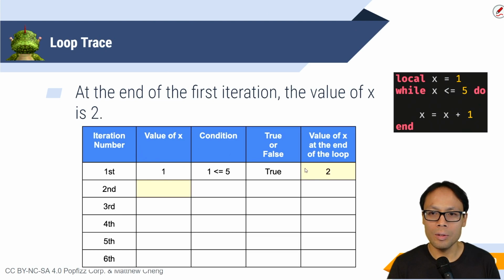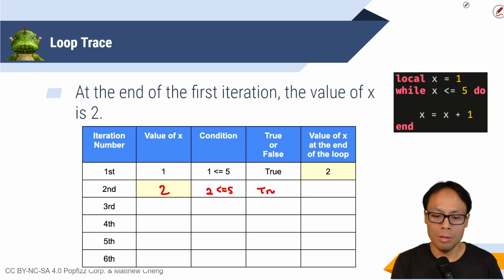Now, in the second iteration, again, we have our 2 here. And then we have our condition, which would be 2 less than or equal to 5. 2 less than or equal to 5 is true. So we would keep going. And then we would go over here. We would have our x equal to x plus 1. So that's 3. 3 would go over here. Then we have 3 less than or equal to 5. 3 less than or equal to 5 is also true.